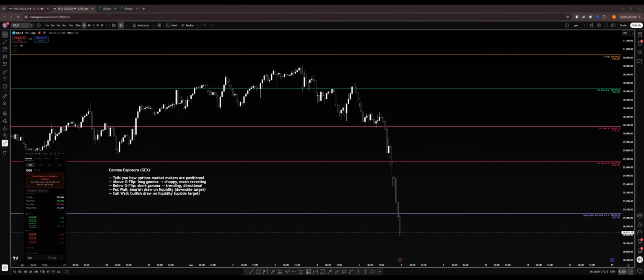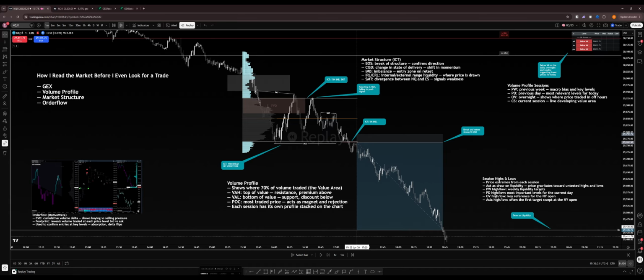Once I have my GEX bias, I layer on volume profile. Volume profile shows me where the majority of trading activity happens. I'm looking at the current day profile here, and there are three things I look at: the value area high, the value area low, and the point of control. The value area is where roughly 70% of the day's volume is traded. Value area high is the top, and the value area low is the bottom.